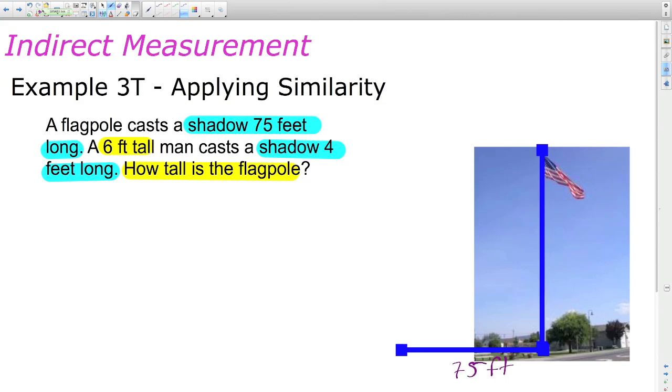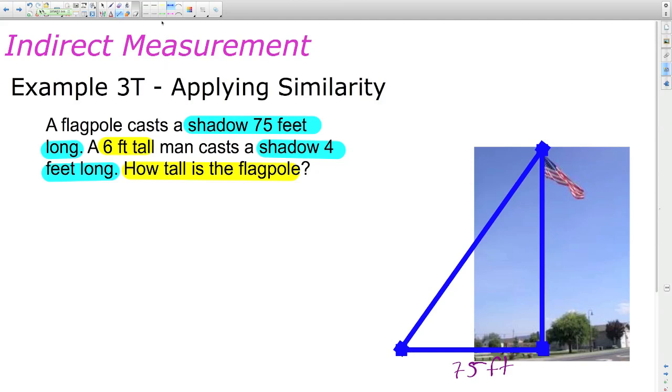Now look what happens here. If we connect the top of the flagpole with the end of the shadow, what we have is a right triangle. We're going to assume that the flagpole is perpendicular to the ground, which it should be built to be that way. So this is a right triangle.